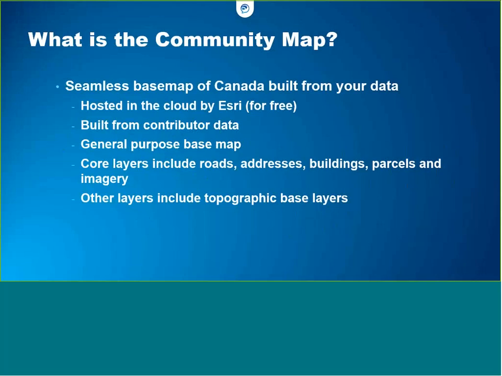We'll talk about the hows and wheres later, but it also contains a number of key layers, core layers we call them. Roads, addresses, buildings, parcels, and imagery are probably the things that most people want for their base mapping at the very least. I'll have a list of some other layers later on in the presentation, but it also includes some topographic layers as well. So it's a good solid background for your base maps.